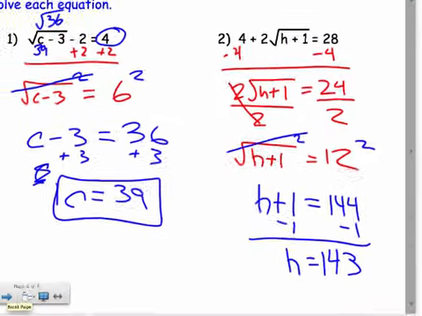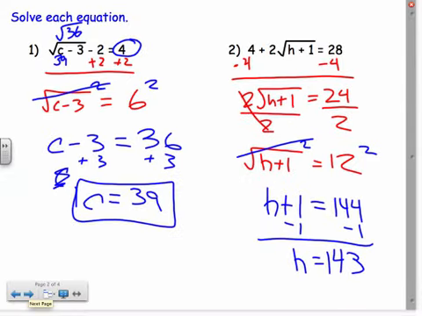Okay. So just remember, get that radical by itself if the variable is underneath it. So for example, this first one, the c was underneath the radical, and the second one, the h was underneath the radical. So get the radical by itself so you can square both sides.